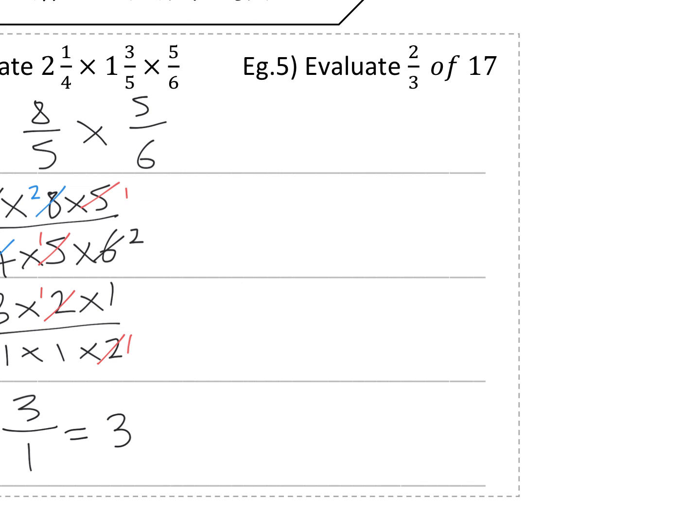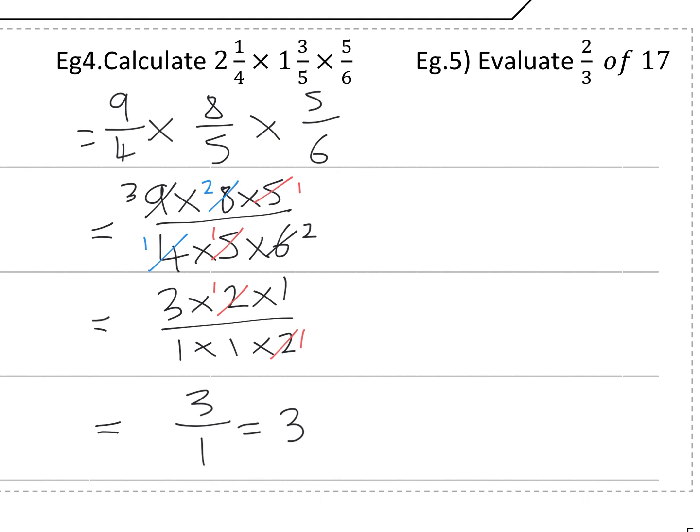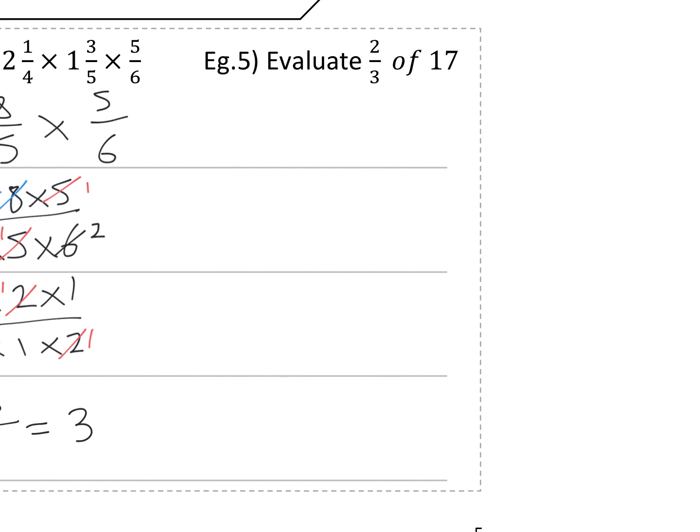Example 5, evaluate 2/3 of 17. Evaluate means the same as calculate in example 4. It's the same thing, you're just working out the value of. So that's 2/3 of, remember from earlier, means in this case 2/3 times 17. And if you're going to multiply fractions, you need to have both of them written as fractions. So 17, we'd have to write that as a fraction, and 17 is 17 wholes, or 17 over 1. So when multiplying by fractions, make sure both of the numbers are written as fractions.